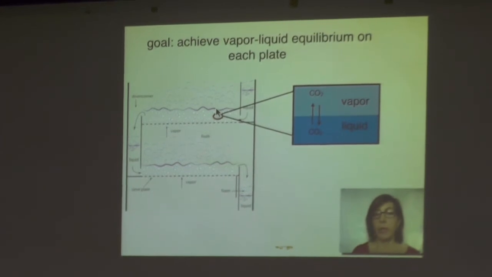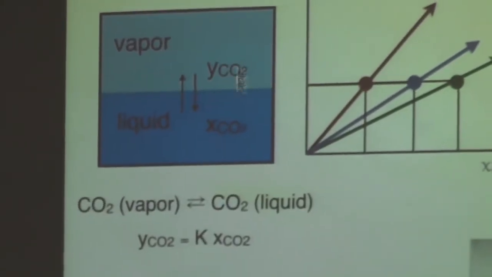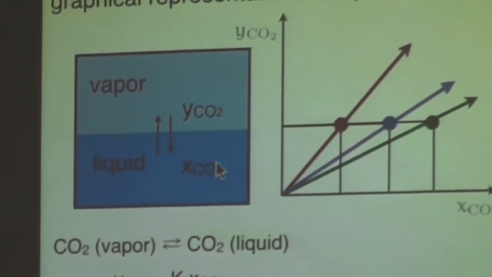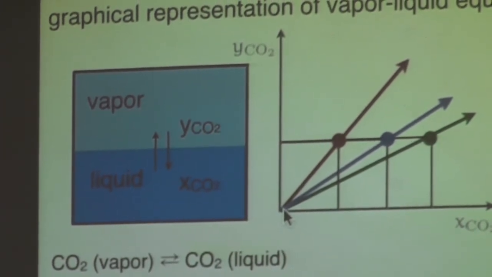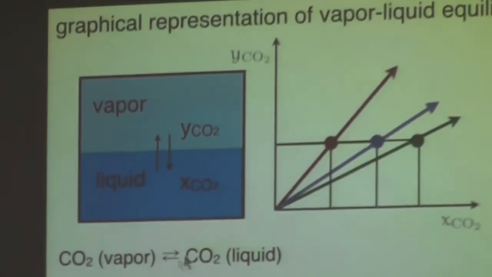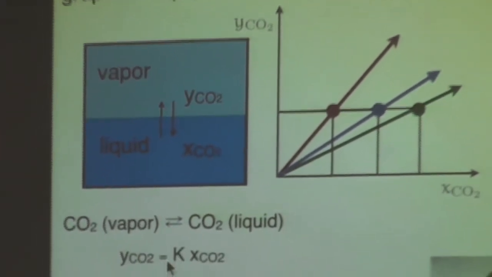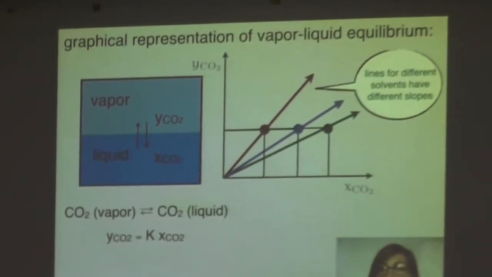Ideally, we would achieve equilibrium on each plate in this column. And we can represent that graphically, where we are using Y to denote the vapor phase mole fraction and X to denote the liquid phase mole fraction. We know empirically a straight line, and we use a coefficient K, the Henry coefficient, to describe the slope of that line. And we also note that lines for different solvents have different slopes.